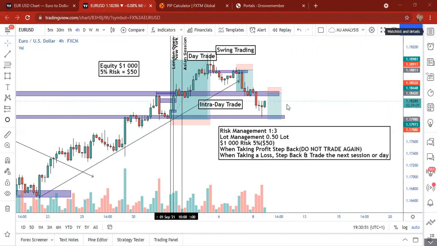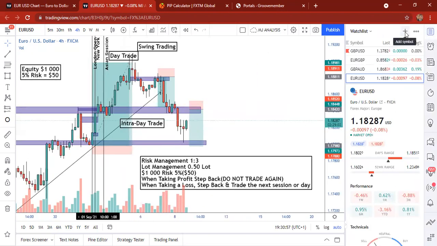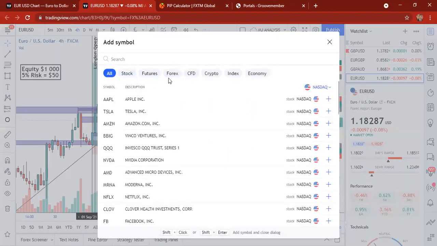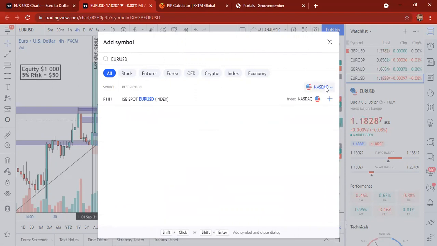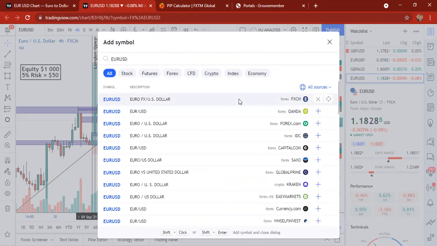Yes. If you go onto your watch list, I'll quickly give you an indication here. Let's say you only want to add Euro USD. Now, let's just quickly select all. What you have is the different brokers. The one that I prefer is FXCM. I'll say why. You have FXCM by themselves, Forex.com, IDC, Capital.com. All of these are different brokers, and that's their feed that they give you.